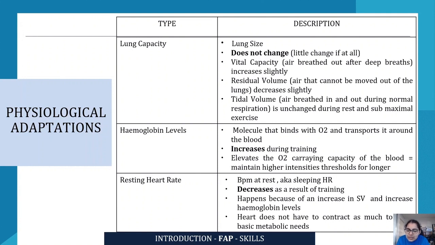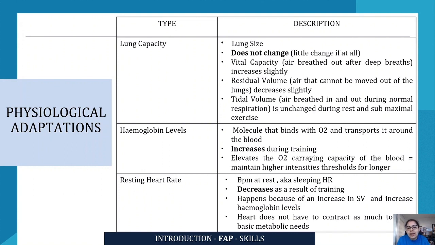So it happens because of an increase in the stroke volume and because of an increase in the hemoglobin level as well. So because you are pumping out more blood with fewer contractions, you don't need as many beats to actually send out that blood, and you also have more hemoglobin present to which oxygen can latch onto, and you can send more oxygen around your body.